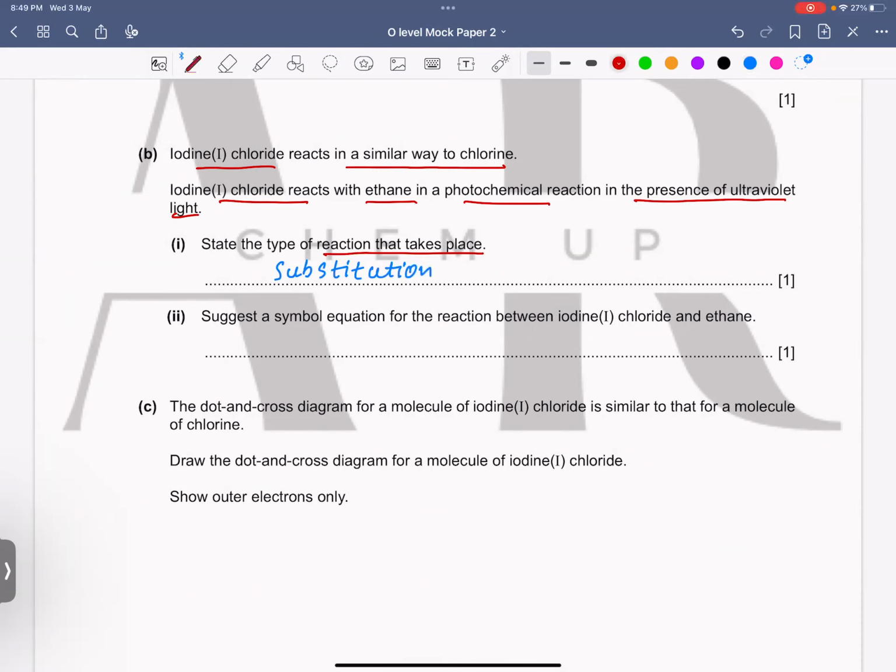Now, part B2, suggest a simple equation for the reaction between iodine(I) chloride and ethane. Ethane is C2H6, iodine(I) chloride is ICl, forming C2H5. It doesn't matter where you put the chlorine and where you put the iodine. I can put a chlorine over here and iodine with the hydrogen forming HI, or vice versa, writing C2H5I and HCl. Both are considered correct because they haven't mentioned which halogen is going to bond with the carbon or the hydrogen.